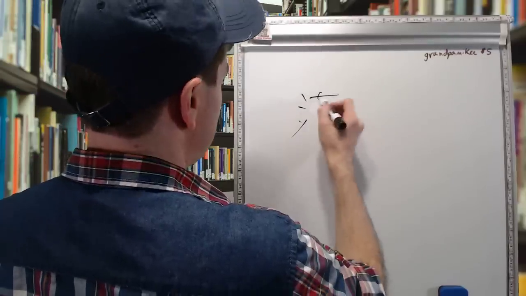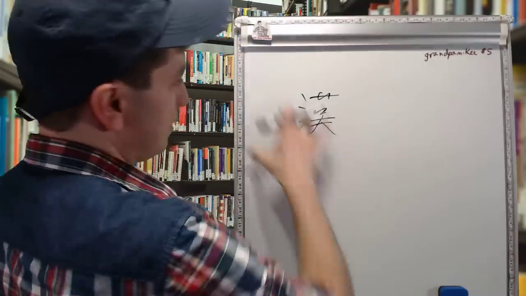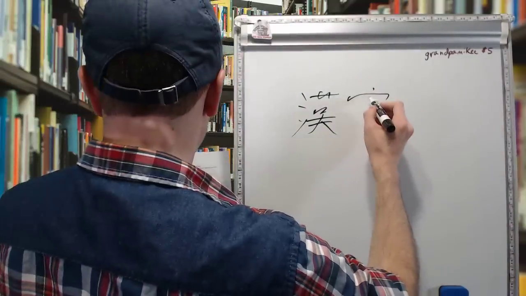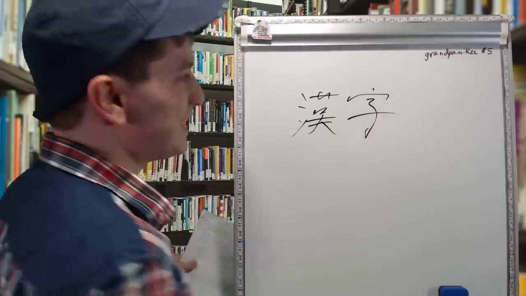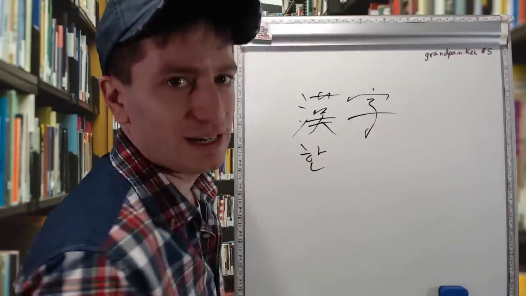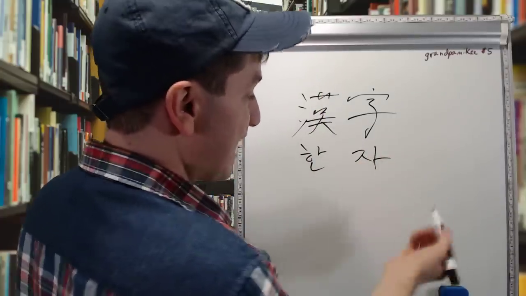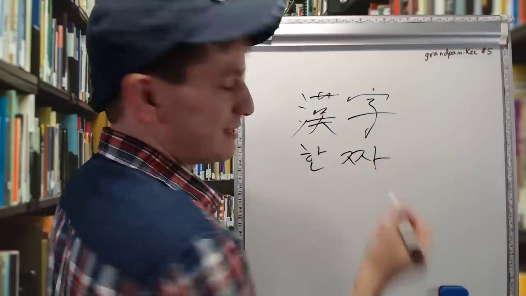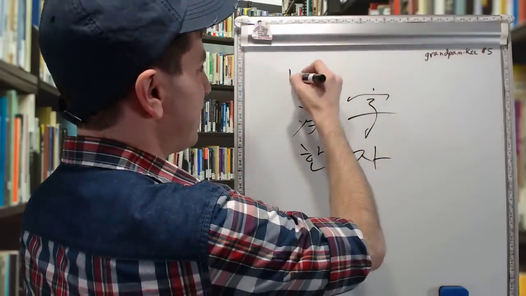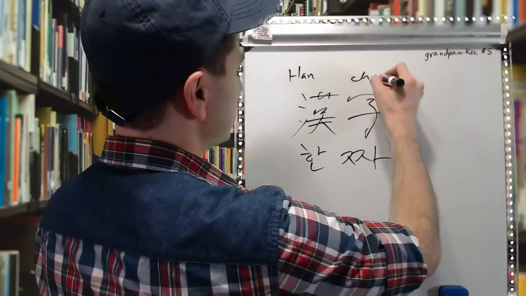I actually don't even know, I don't have this memorized. I had to look at it. But yeah, so Hanja is actually, of course, from Chinese. Now, this character says han in Korean, if you read it in Korean. And this character says ja. The pronunciation, this is Hanja when read. This comes from Han, as in the Han dynasty of China, and ja, which means character.